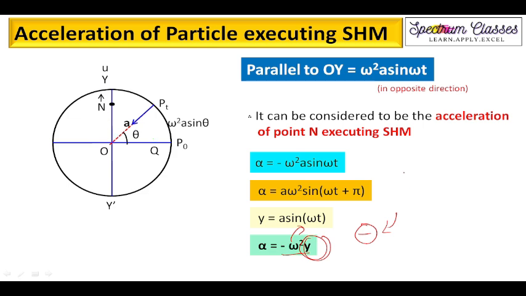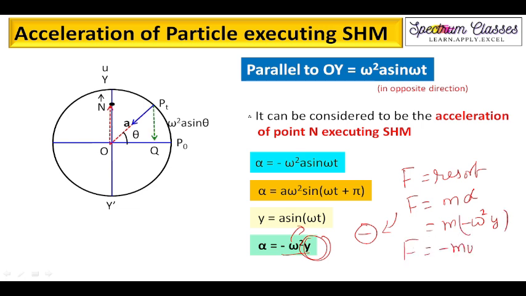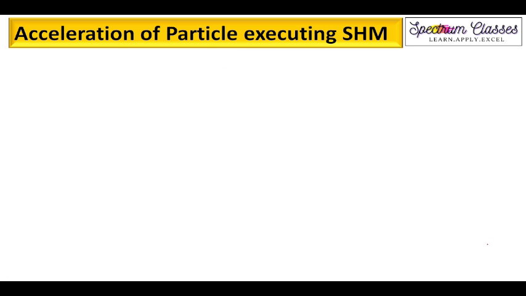This is the condition for simple harmonic motion, because F is the restoring force. Restoring force means this is in opposite direction, and from Newton's law, F is equal to ma. A means alpha, acceleration, and if I put alpha is equal to minus omega square y, then F is equal to minus m omega square y, and this minus sign suggests that F is the restoring force, or this is in opposite direction to the y. So this is the condition for simple harmonic motion, and it satisfies the condition for simple harmonic motion.